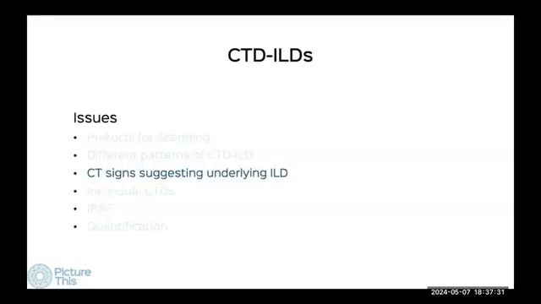Now, all this is fine. But when do we suspect an underlying connective tissue disease when we are seeing CT scans of interstitial lung disease? That's important because not all patients present initially with full-blown CTD features.